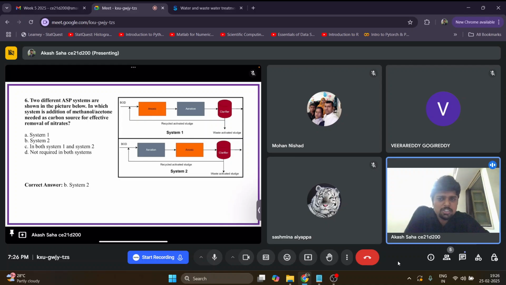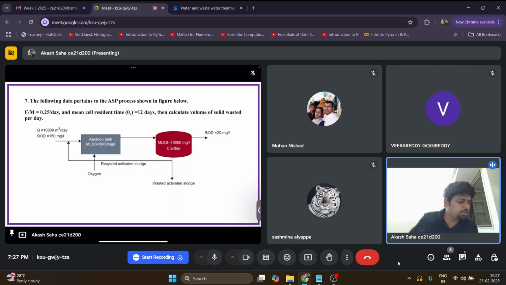But anyway, just to clear the concept, if the anoxic is after my aeration tank, then there is a high probability that when my wastewater flows into the anoxic zone, there would be little or no organic carbon. So in that period, we have to provide the additional carbon source, whether in the form of methanol or acetone or whatever. I hope it is clear, right? We'll move forward.